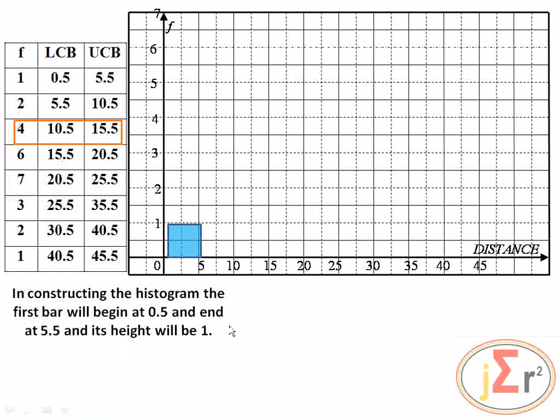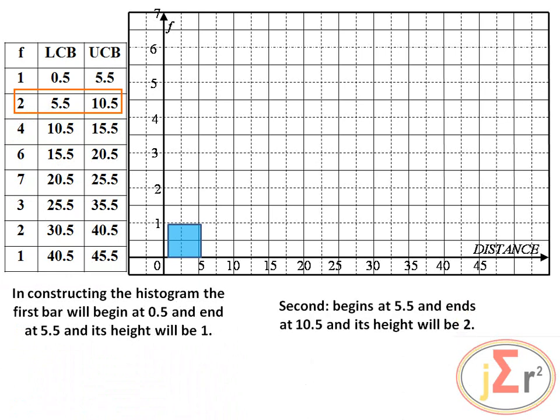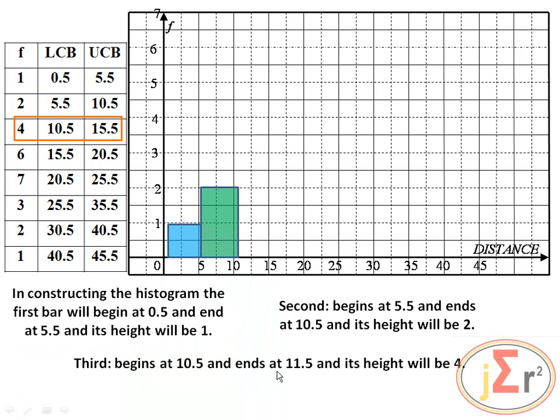Then we have the first bar, which we have completed already. The second bar will go from 5.5 to 10.5, and the height of that bar will be 2. The third bar will begin at 10.5, end at 15.5, and its height will be 4.